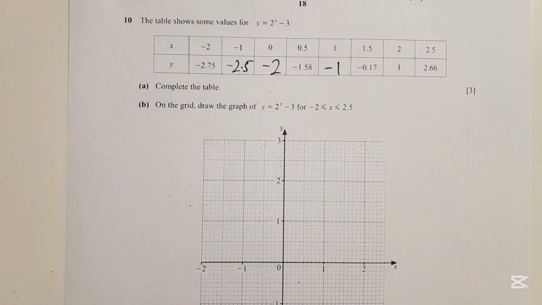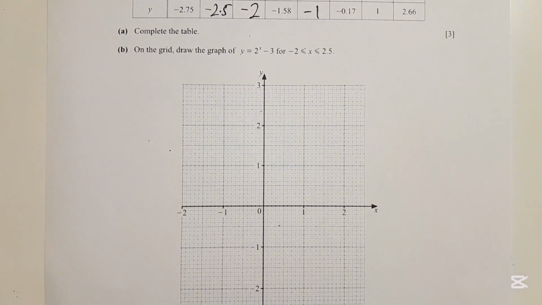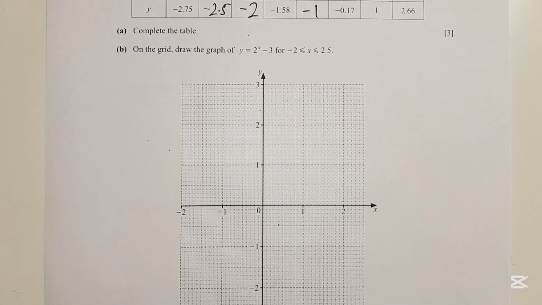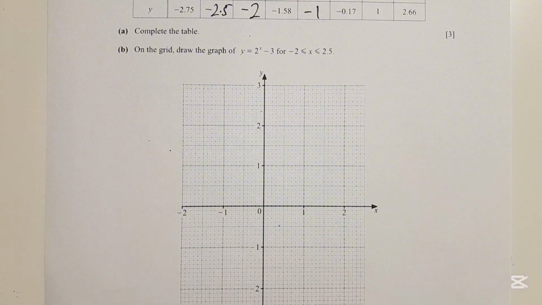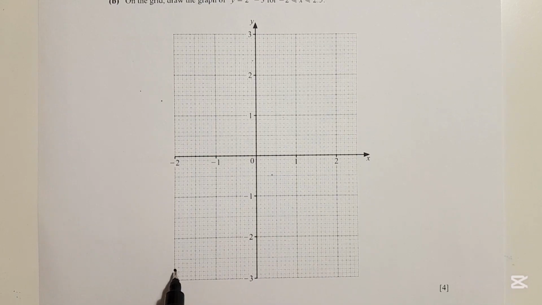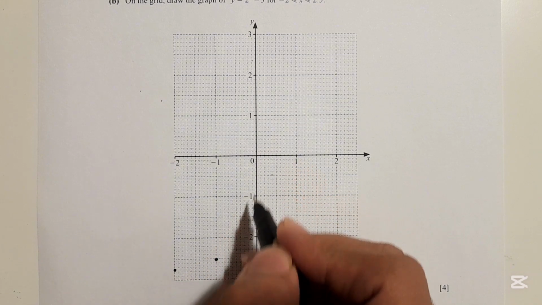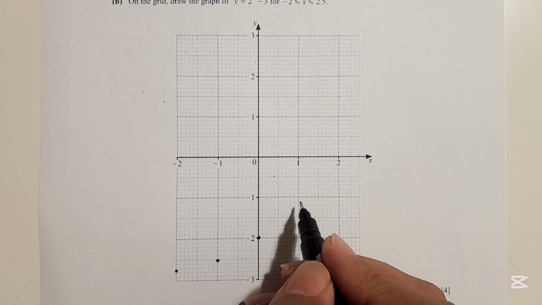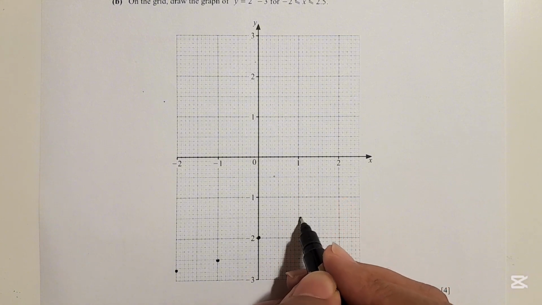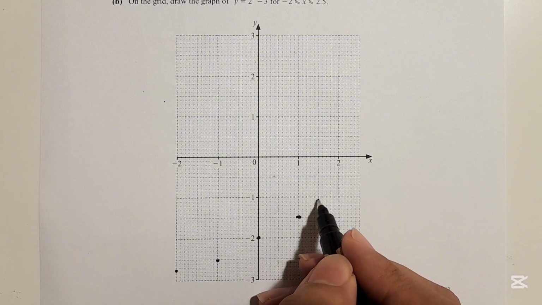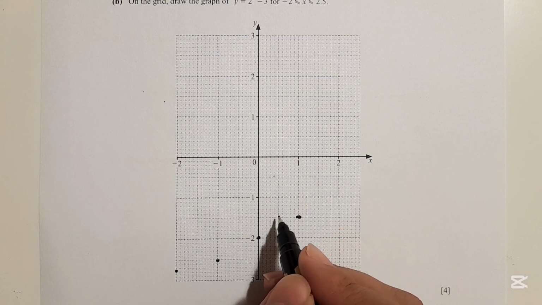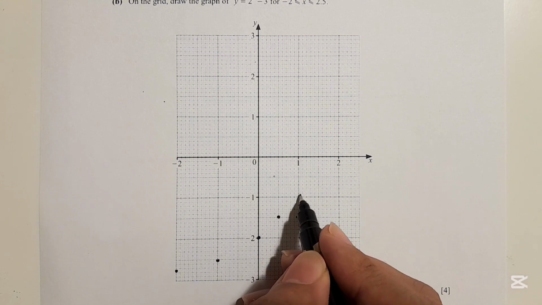Part B states, on the grid draw the graph of y is equal to 2 to the power of x minus 3. So we have the graph, and we will use, if x is minus 2, the y value will be minus 2.75, like this. 2.75 is more than 2.5 and less than 3, in the middle. Then minus 1 will be minus 2.5. Then 0 will be minus 2. Then 0.5 will be minus 1.5, and 1 will be minus 1.